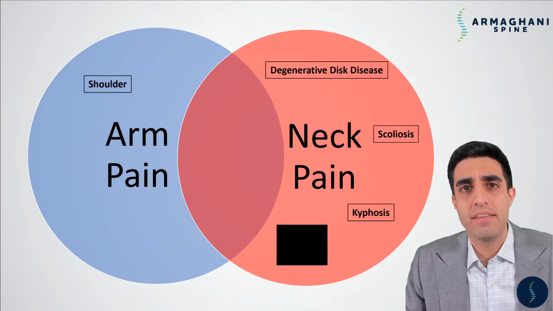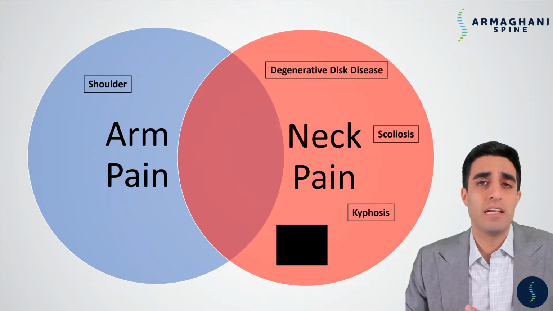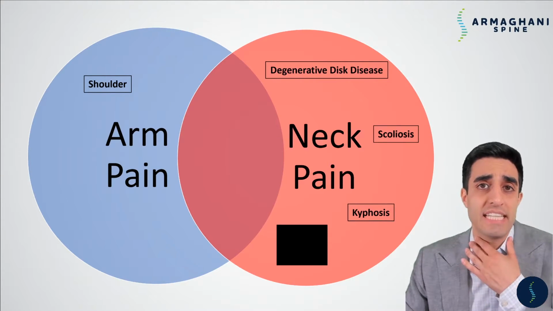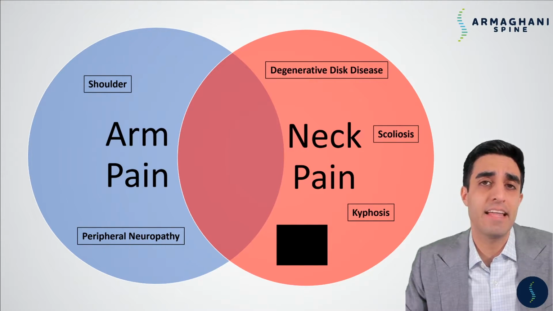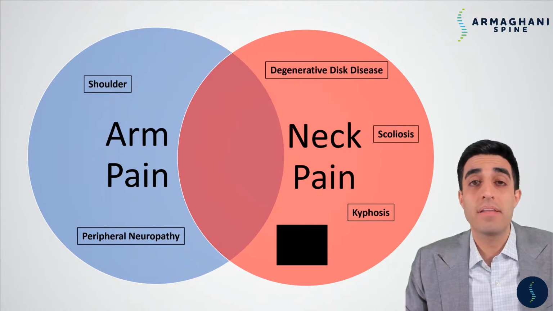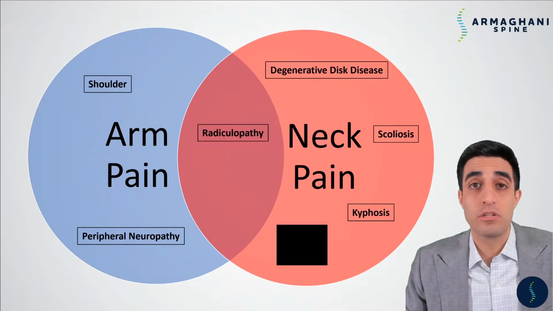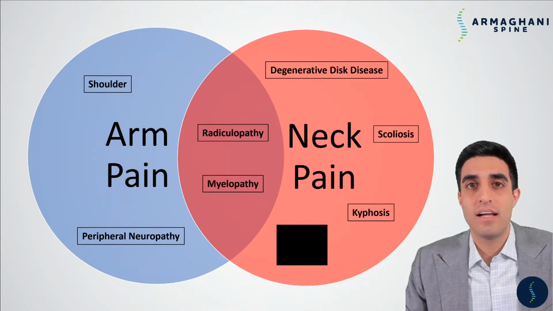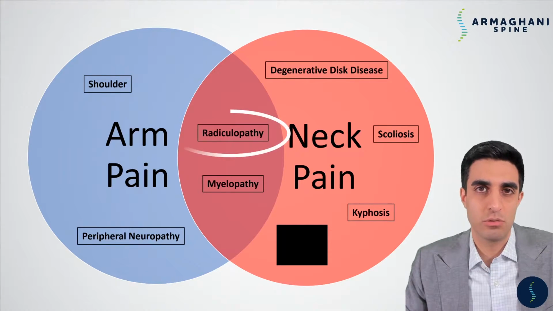With regards to arm pain though, shoulder issues can commonly cause patients to have pain that goes into the arm that can frequently be confused with having a neck issue. And lastly, a peripheral neuropathy, something like carpal tunnel syndrome, can cause symptoms of numbness and tingling into the hand that are commonly seen in patients who have neck issues as well. But there are a couple diagnoses that can cause both neck and arm pain that we're going to be talking about. Cervical radiculopathy is one, and cervical myelopathy is another. Today, though, we will be discussing cervical radiculopathy.